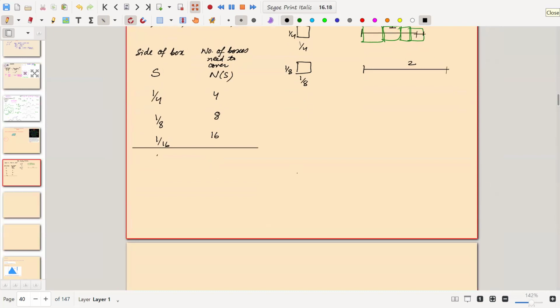Suppose the size of the box is 1 by 4. So how many boxes do you need? 8. For 1 by 8? For 1 by 16? Yes, okay. Fine, good.